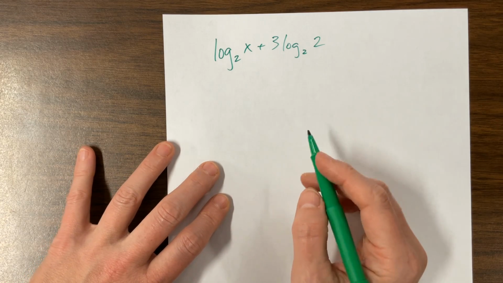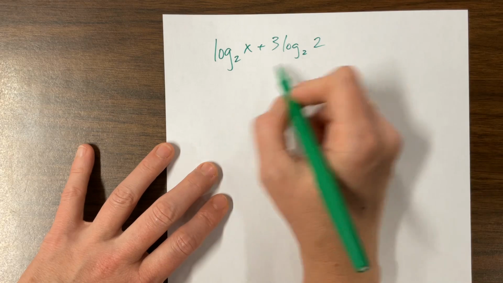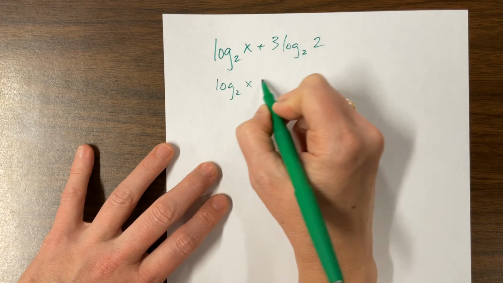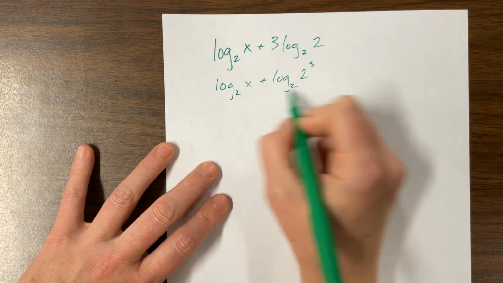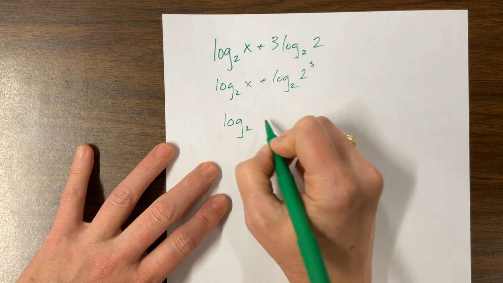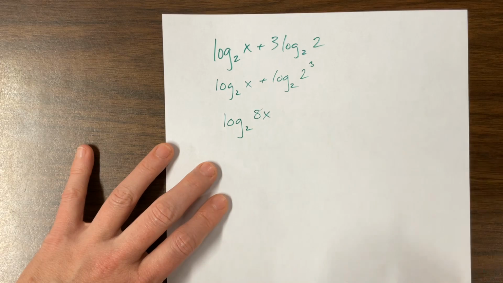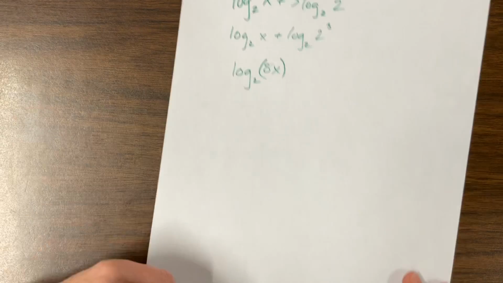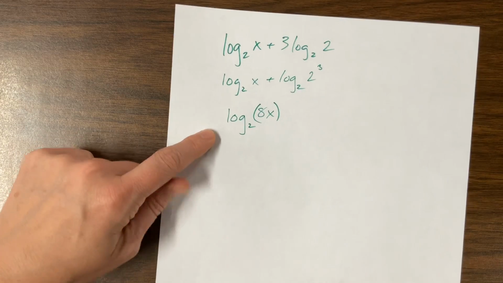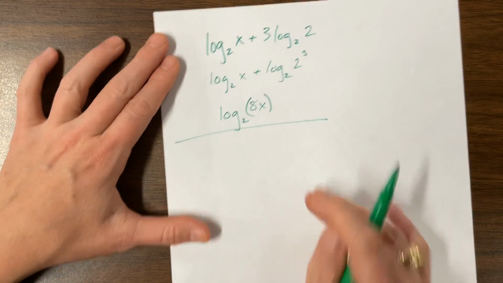Your result should be log base 2 of an expression. Okay, I see log base 2 of x plus log base 2 of 2 cubed, which is 8. I can squish these together with multiplication: log base 2 of 8x. I don't think you need parentheses, but if you do, you're fine. I would have written a harder problem. Y'all got lucky that I wasn't the writer.